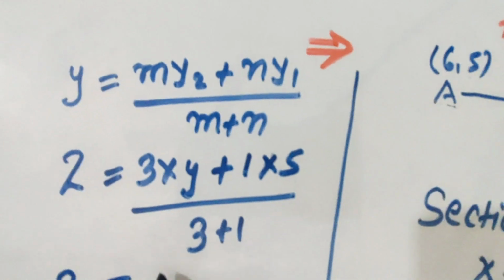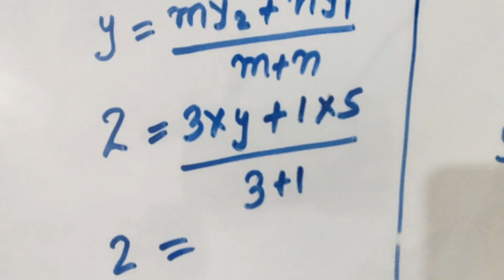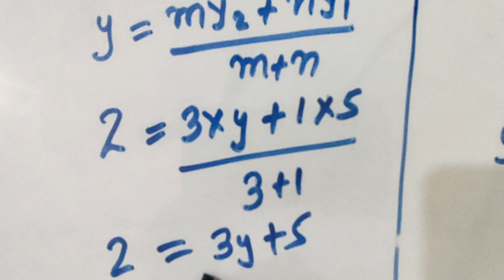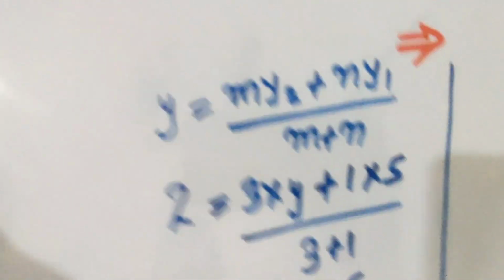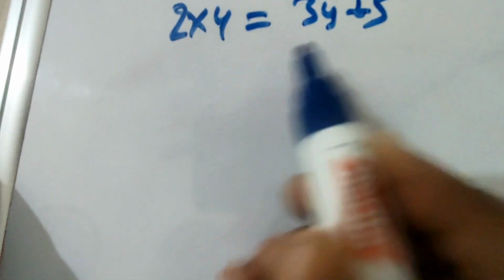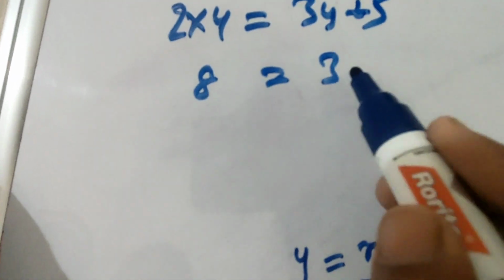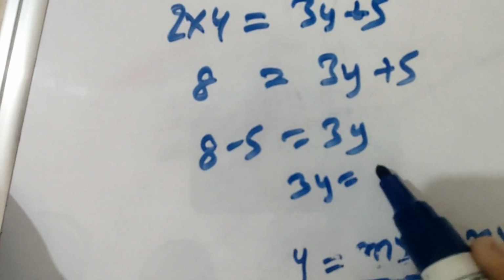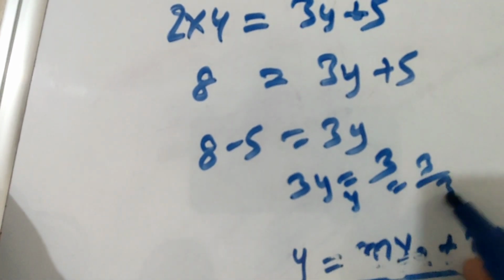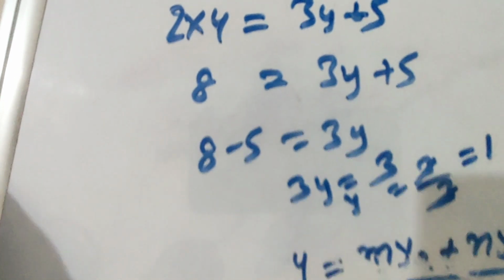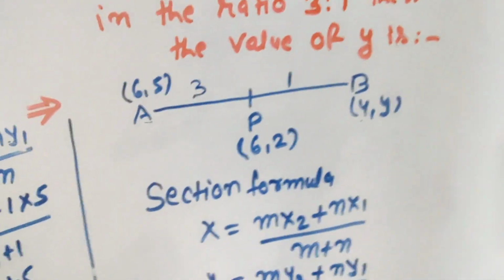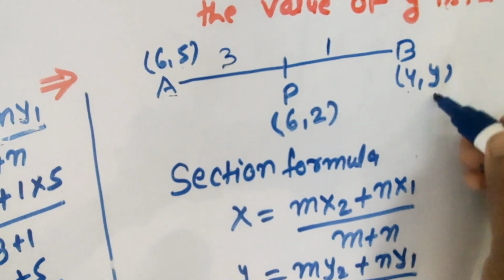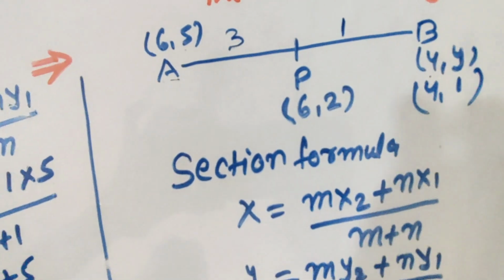Then here 2 equals (3y plus 5) by 4. Now I solve this. 2 into 4 is 8, equals 3y plus 5. 8 minus 5 equals 3y. So 3y equals 3, and y equals 3 by 3, which means the y value is 1. So the y value is 1 and the B coordinate is 4 comma 1.